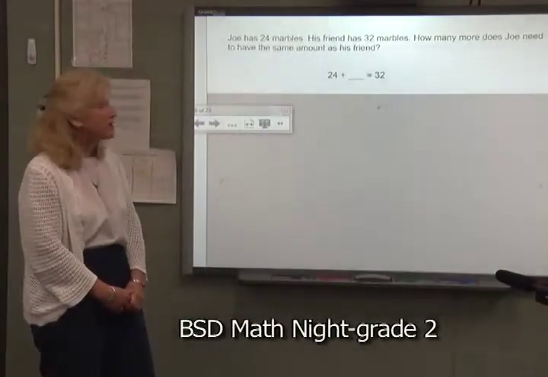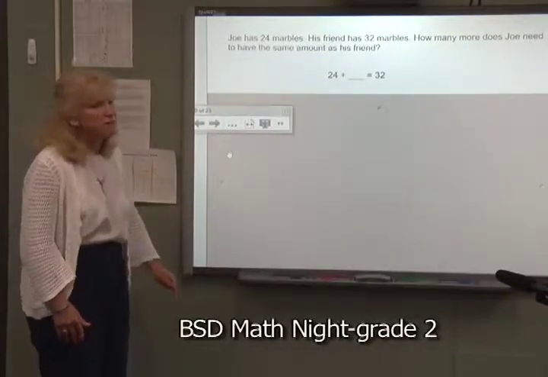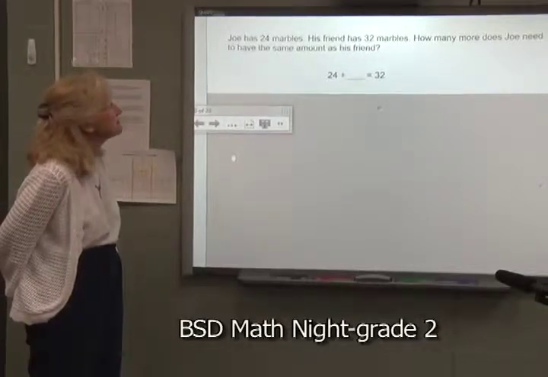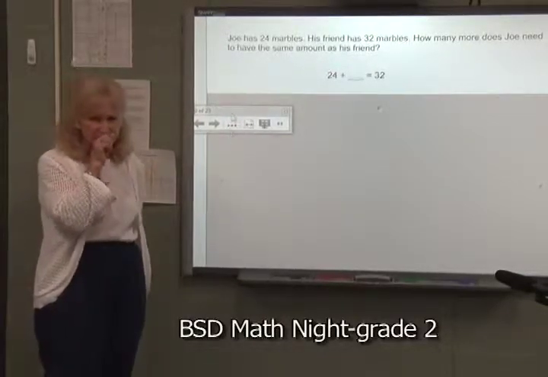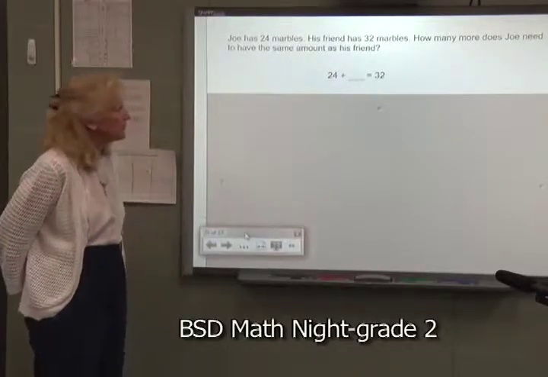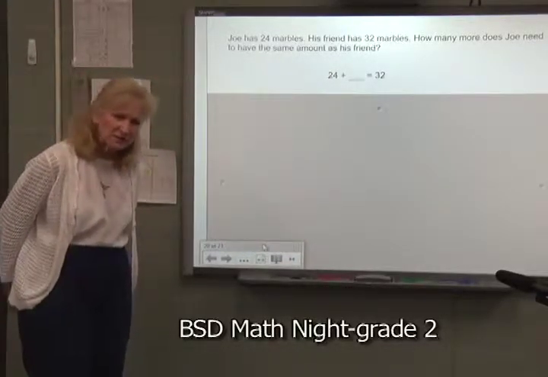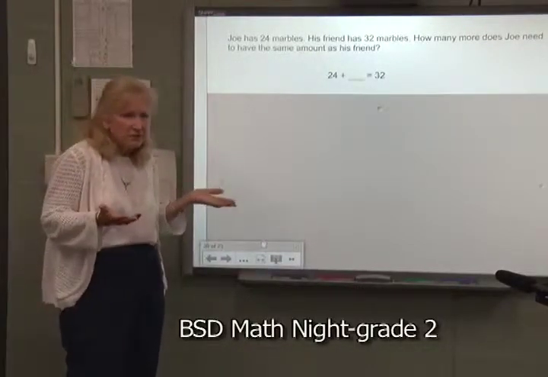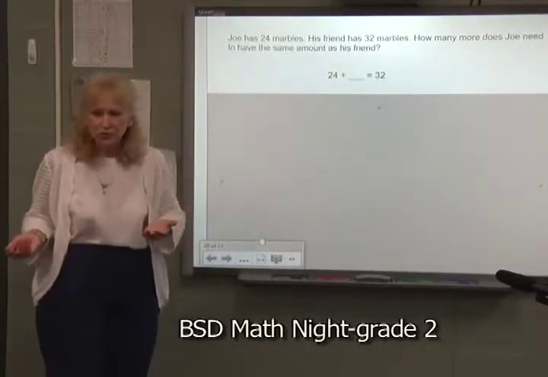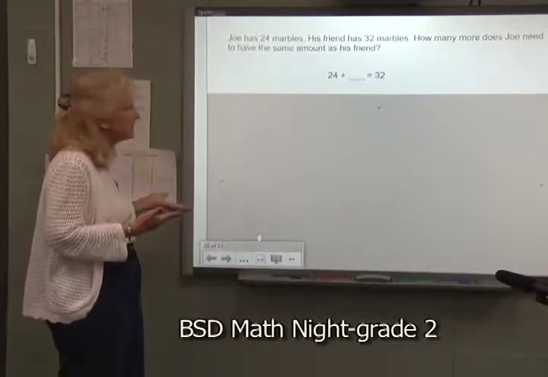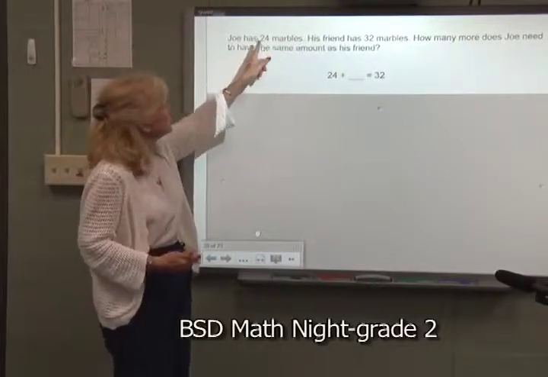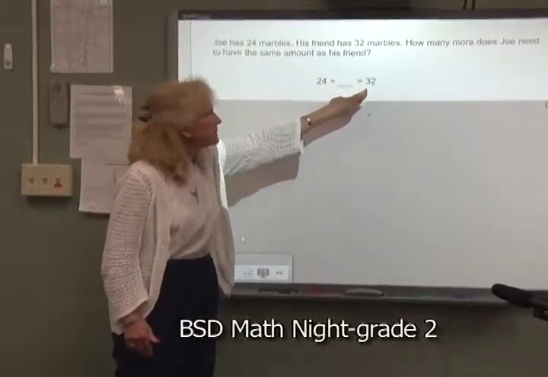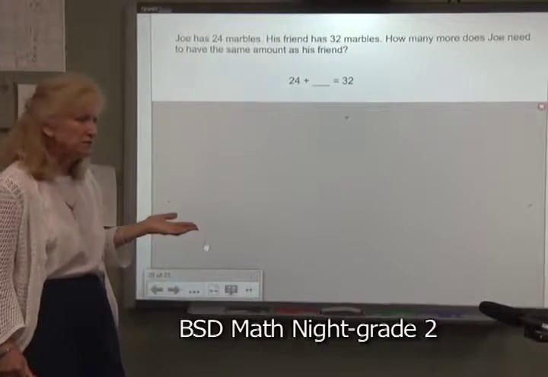Some problems for us to practice on. Joe has 24 marbles. His friend has 32 marbles. How many more marbles does he need to have the same amount as his friend? You might think of this as a subtraction problem. Children learn that subtraction means that you're taking something away. Nowhere in this problem are 32 marbles as a start and we're losing 24 of them. That's not what's happening here. This is a comparison between Joe's marbles, 24. He needs more to have the same amount as his friend, which is 32.